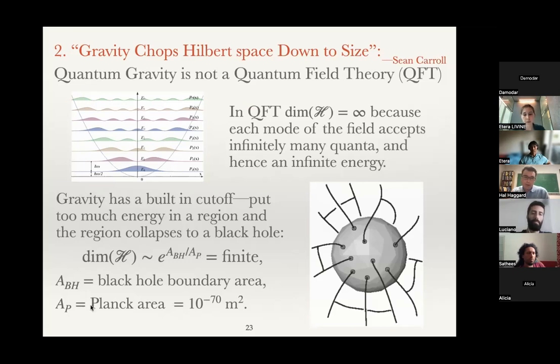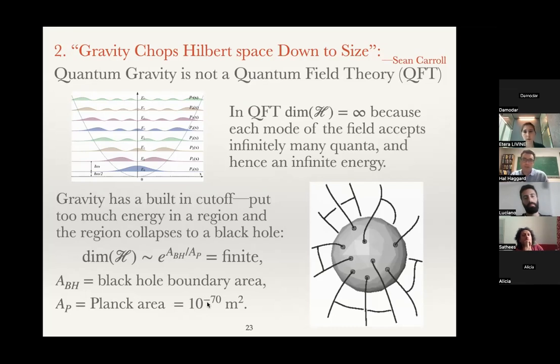So here I've introduced for the first time the Planck area. This is going to be cropping up again and again. And I just wanted to give you an estimate for the size of this thing to show you how crazy quantum gravity is. So the Planck area is 10 to the negative 70 square meters. So this is really quite astronomical, but conceptually it's extremely important. It's telling us that quantum gravity is not a quantum field theory.